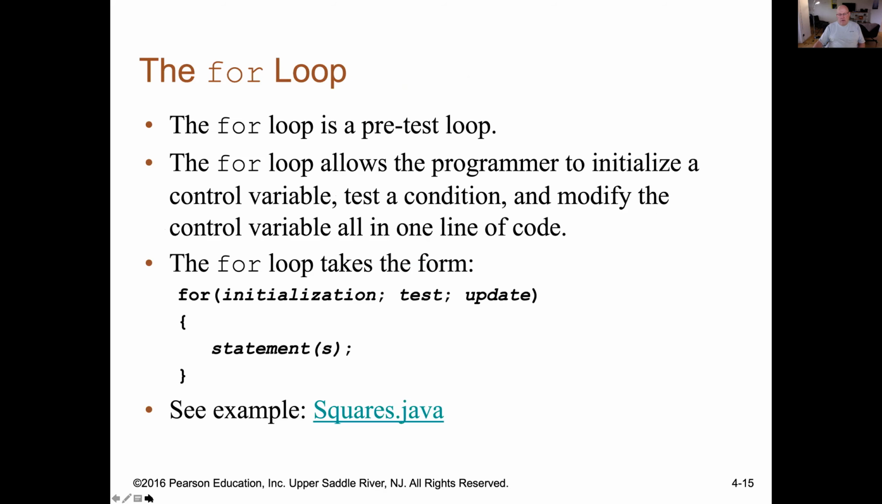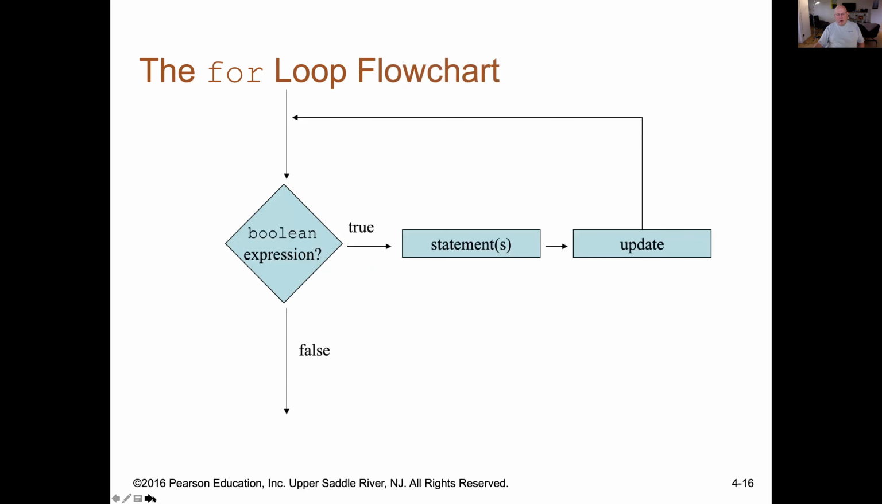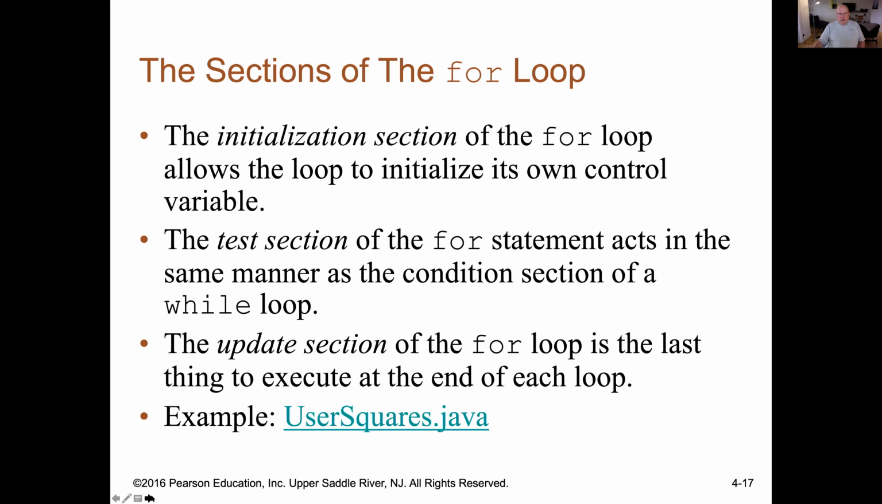The for loop. The for loop is a pre-test loop. It allows programmers to initialize a control variable, test a condition, and modify the control variable all in one line of code. This is an example of the for loop flowchart. The sections of the for loop: the initialization section allows the loop to initialize its own control variable. The test section acts in the same manner as the condition section of a while loop. The update section is the last thing to execute at the end of each loop.